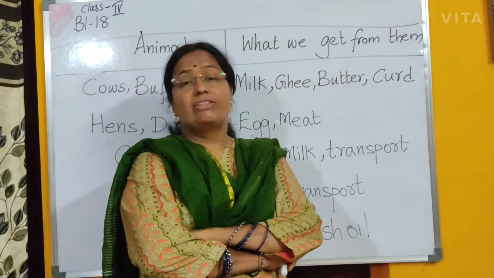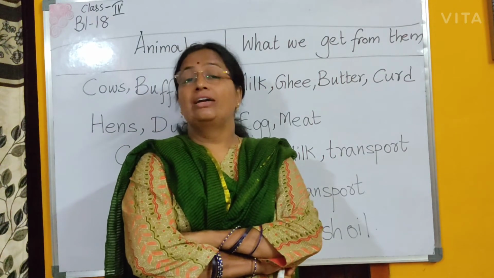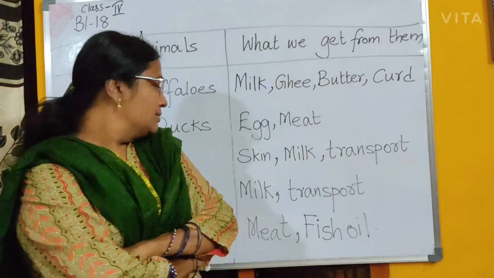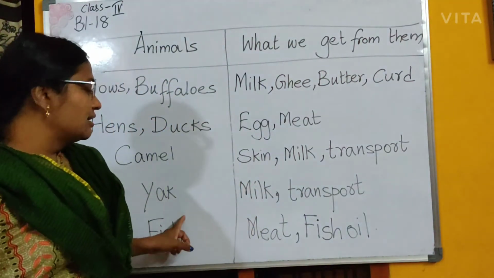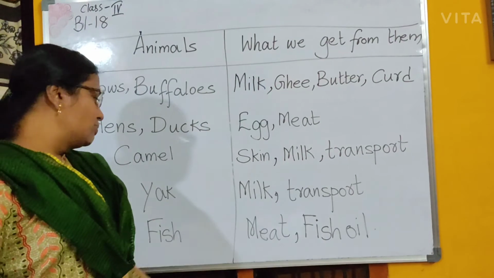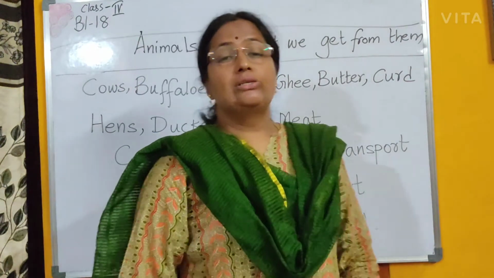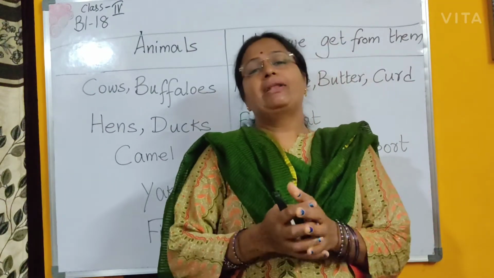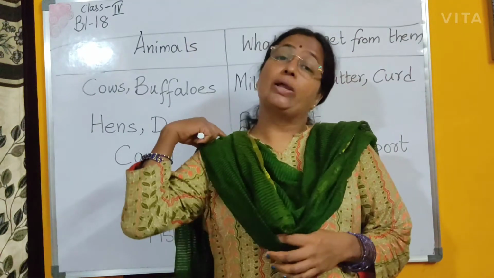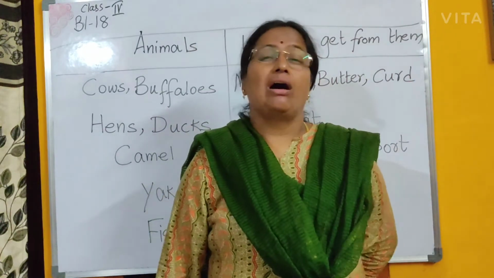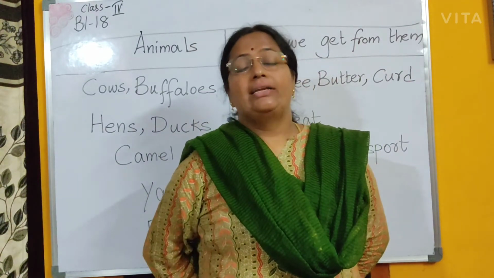And the skin of the camel is used in making tents, bags, and belts. Right? And we have the yak, for milk and transport, and fish, for meat and fish oil. So while people are taking very good care of these animals to get the products from them, sometimes some animals are also harmed. Right?